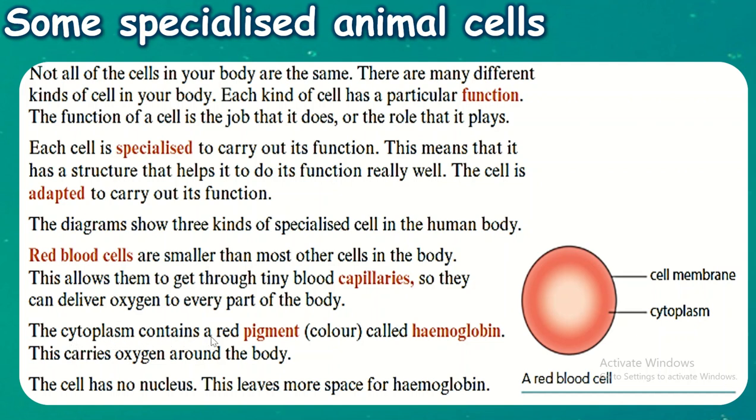The cytoplasm contains a red pigment called hemoglobin. This carries oxygen around the body. So the cytoplasm of the red blood cells contains a red pigment, hemoglobin, and this hemoglobin carries the oxygen. Our body takes the oxygen from the hemoglobin and uses it. Now the red blood cell has no nucleus. This leaves more space for hemoglobin.